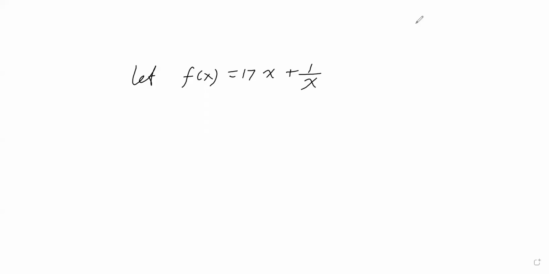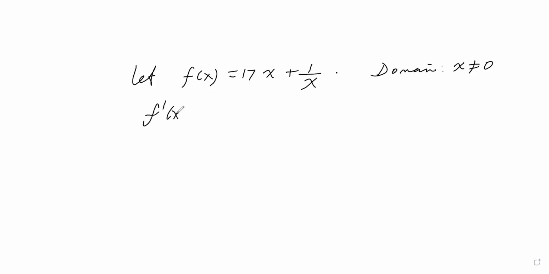Okay, so first we're going to find the domain of this function. Because this has 1 over x, the domain is going to be x not equal to 0. This is our domain. And then we're going to compute the derivative now.